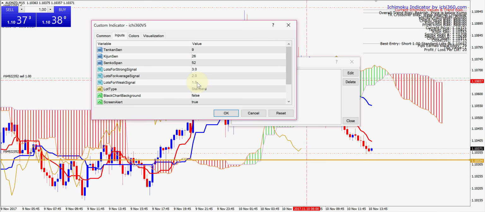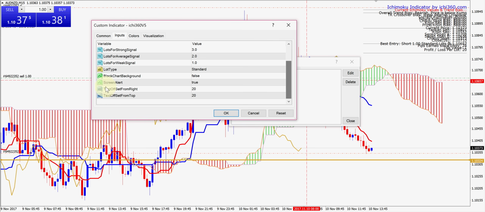Because that sell signal happened above the cloud. We shall see that now. The other properties, we have screen alerts. If you want to receive alerts on the screen, you can set that to true, and that's it. Perfect. In terms of colors, nothing there at all, so it's just these settings here.